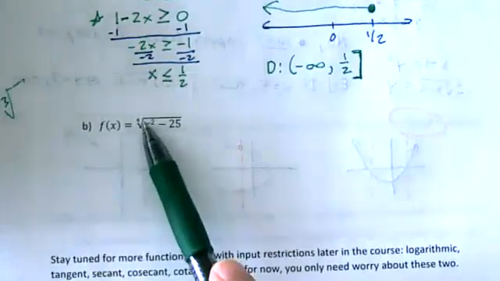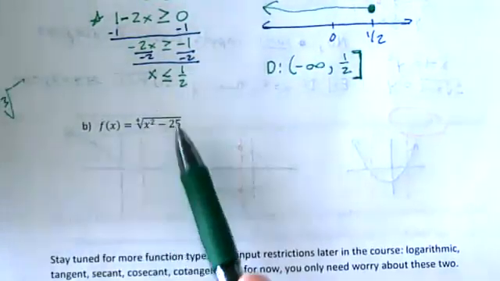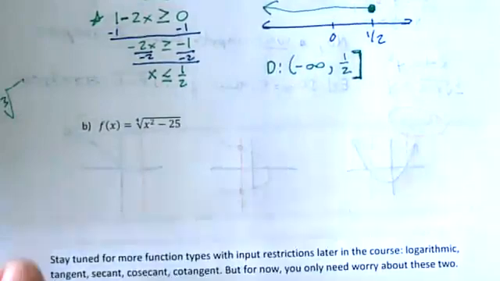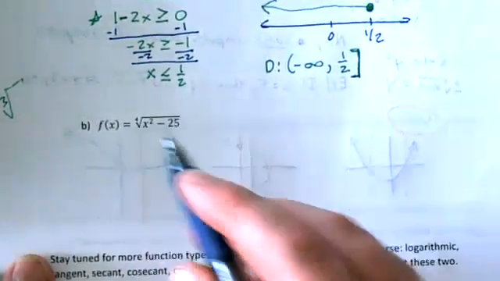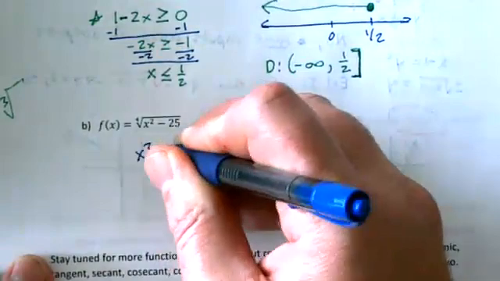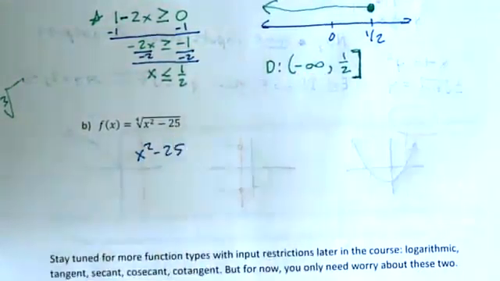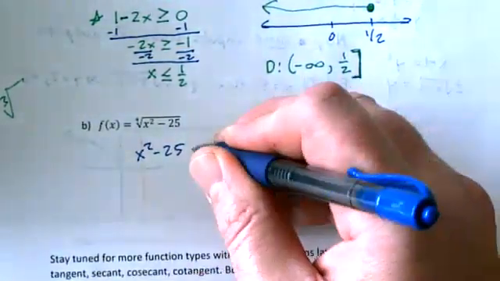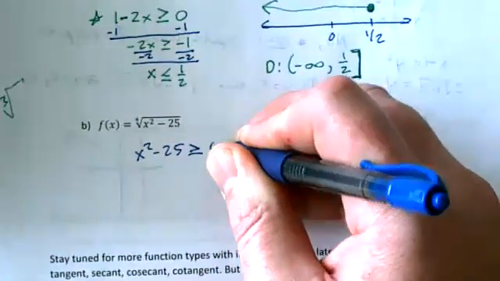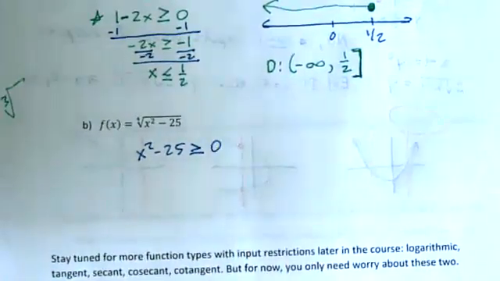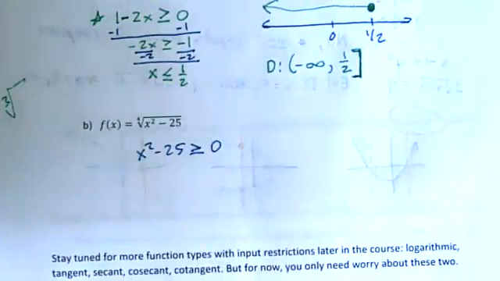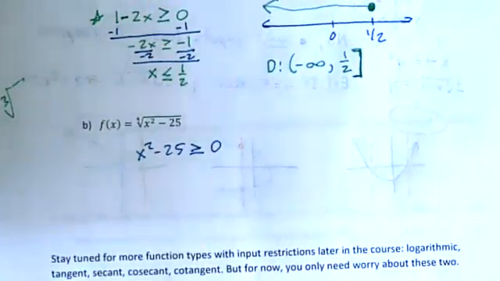So the fact that this is a fourth root tells me that I do have to worry about the stuff on the inside. So let's take the potentially problematic stuff on the inside, that x squared minus 25, and let's apply our restriction to it. It was inside of an even root, so it must be greater than or equal to 0. All right, here's the tricky part of this one. We need to solve that.